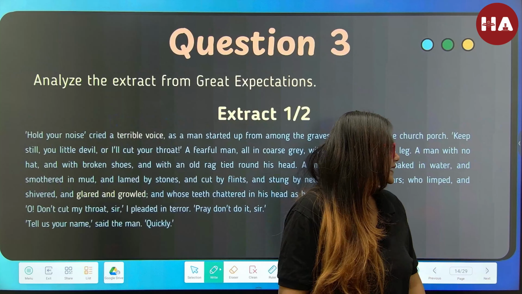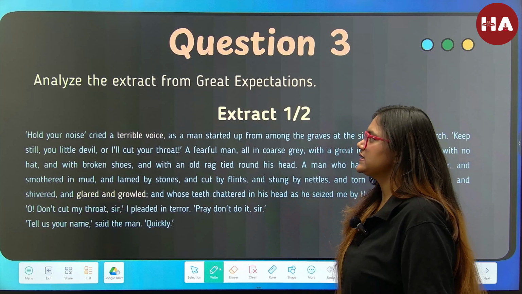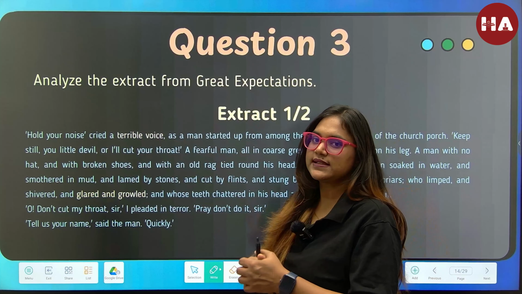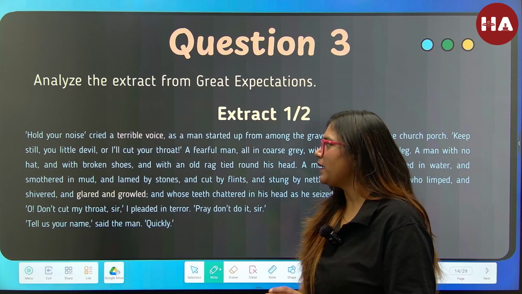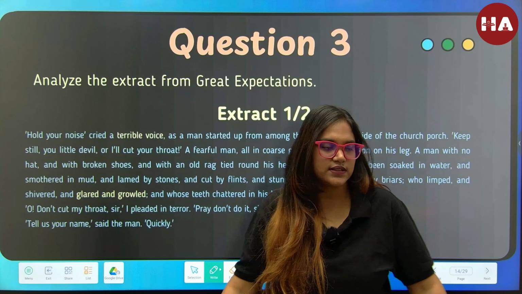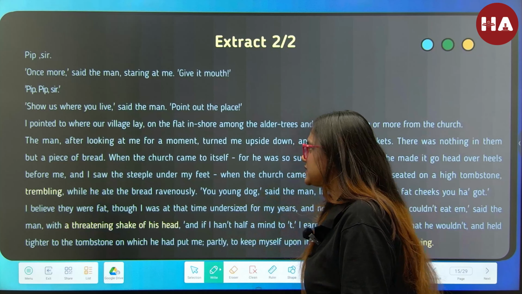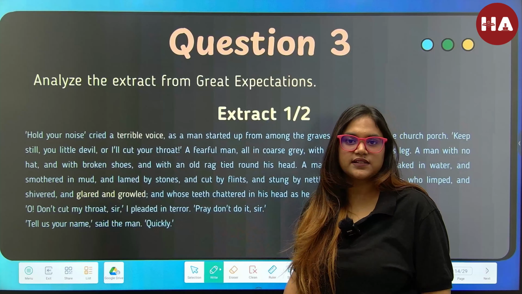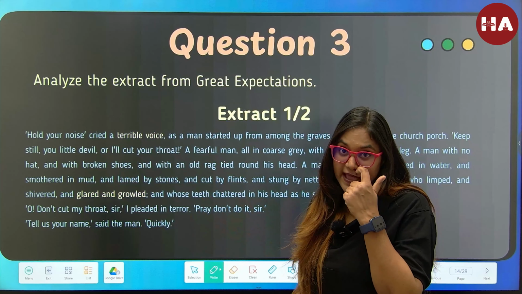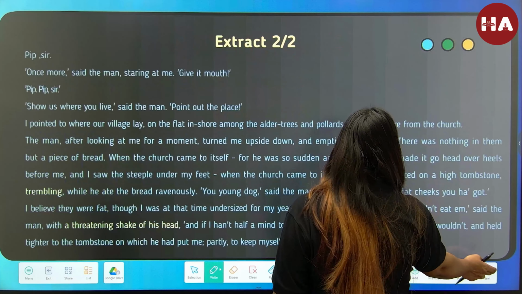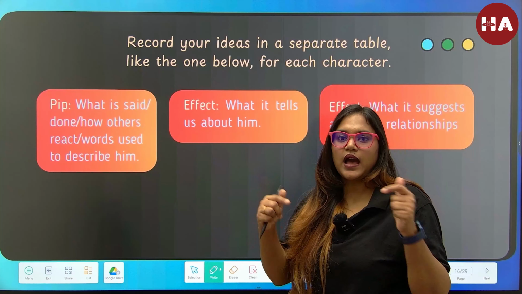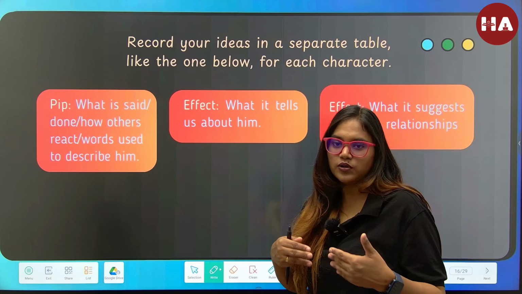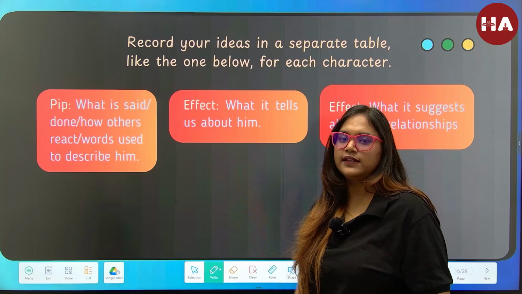All right, let's see the next thing, which is to analyze the extract from Great Expectations. So students, this is now going to be a two-part extract. Half is written here in this slide, and the other part of it is written in the next one. I would want you to take a screenshot of both and analyze the extract, and I am also giving you one question to solve. So I'll come in and I will pause the video. You can pause the video, take the screenshot, and I'll get out so that you can solve these questions while reading that text.